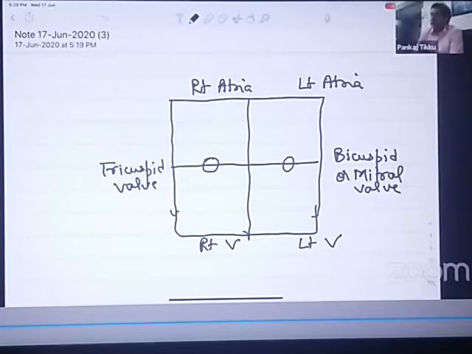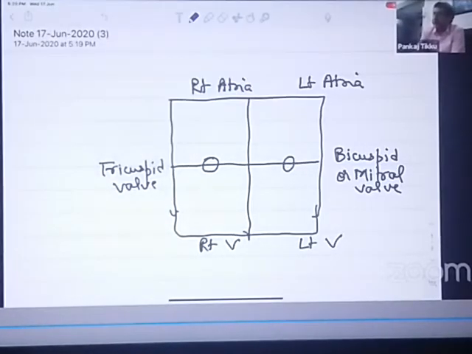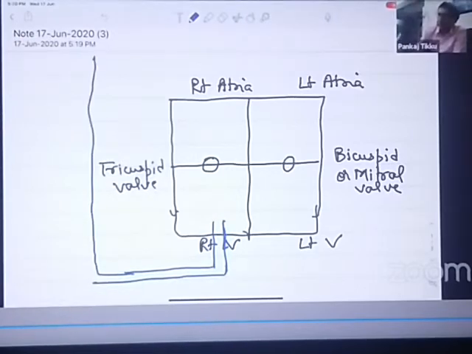Right? From the right ventricle arises the pulmonary artery. So this is the pulmonary artery. So from here, the pulmonary artery arises, and this pulmonary artery ideally should go to the lungs. So this goes to the lungs.